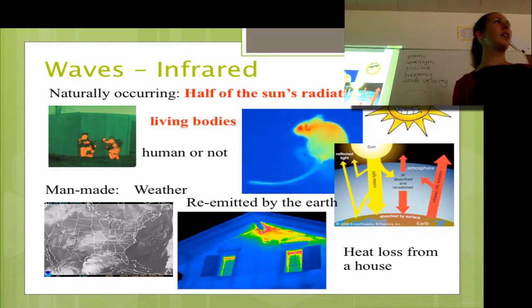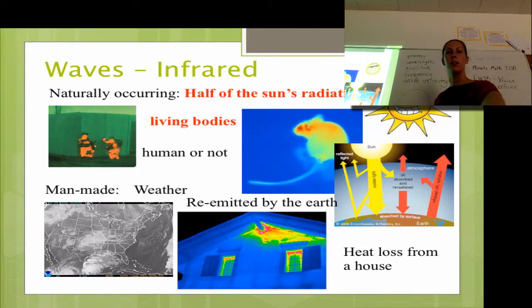Infrared is related to heat. You're producing infrared waves just existing. We can't see it, obviously, but we can make machines that can see it for us.